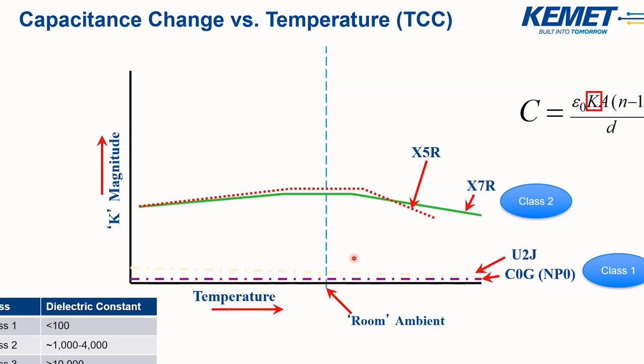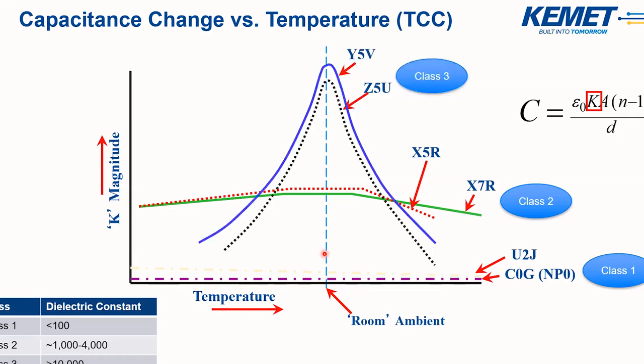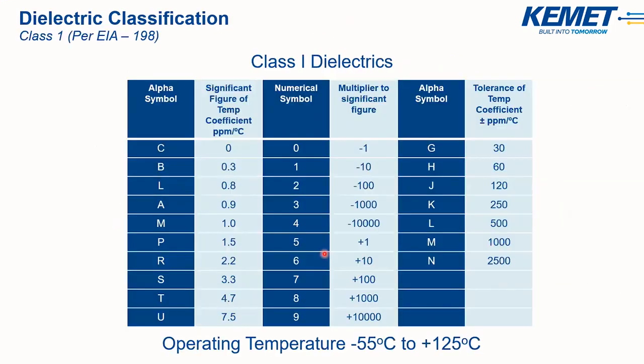Now, although class 2 MLCCs have a higher dielectric constant and higher capacitance, their stability over temperature is lower. You might see a capacitance shift of up to 15% at 125 C for an X7R, for example. These dielectrics are ideal for applications such as decoupling, bypass, and bulk storage. And then you have class 3, such as Y5V, Z5U, with much higher dielectric constants above 10,000, but their stability is very poor. Because of this, they're not as widely used as class 2 dielectrics.